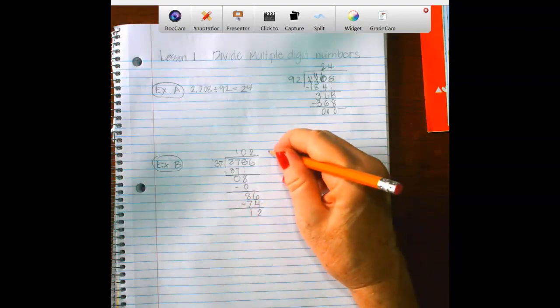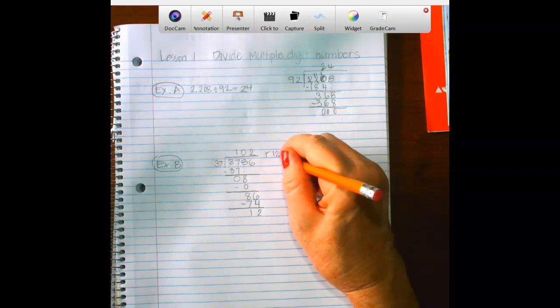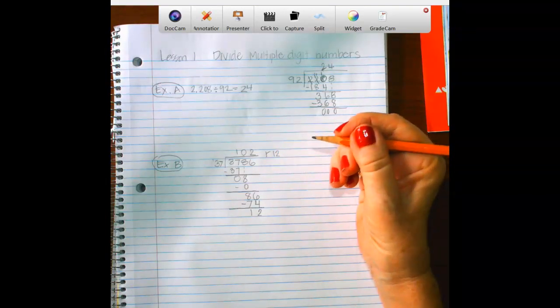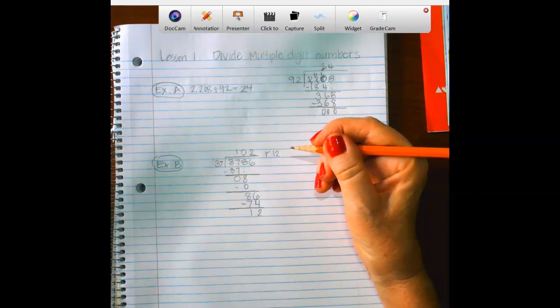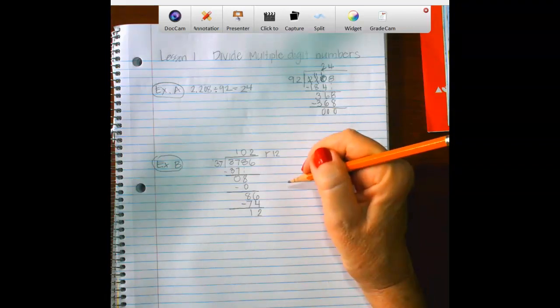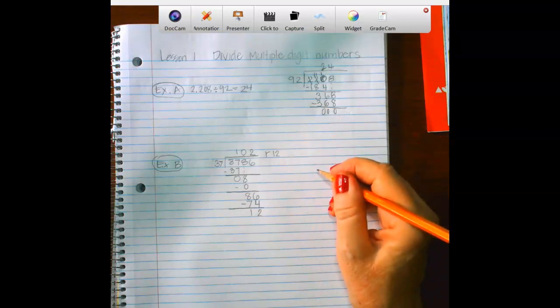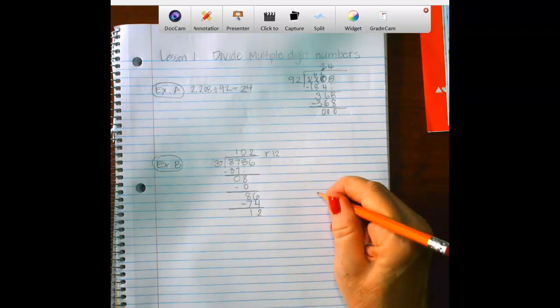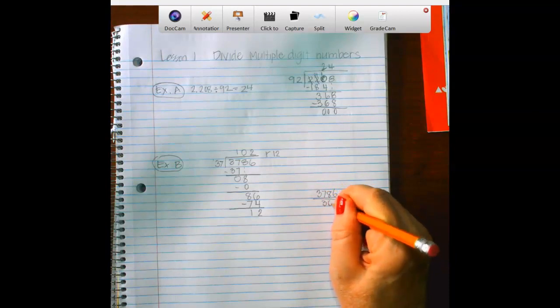So 2 ways you can write this. You can write it remainder 12, but actually in the rest of your math practice, you'll be doing a fraction, or you'll divide it out till it's a decimal. So in this case, it would be remainder 12, or since another way to write division is, I'm going to put it down here, 3,786 divided by 37.